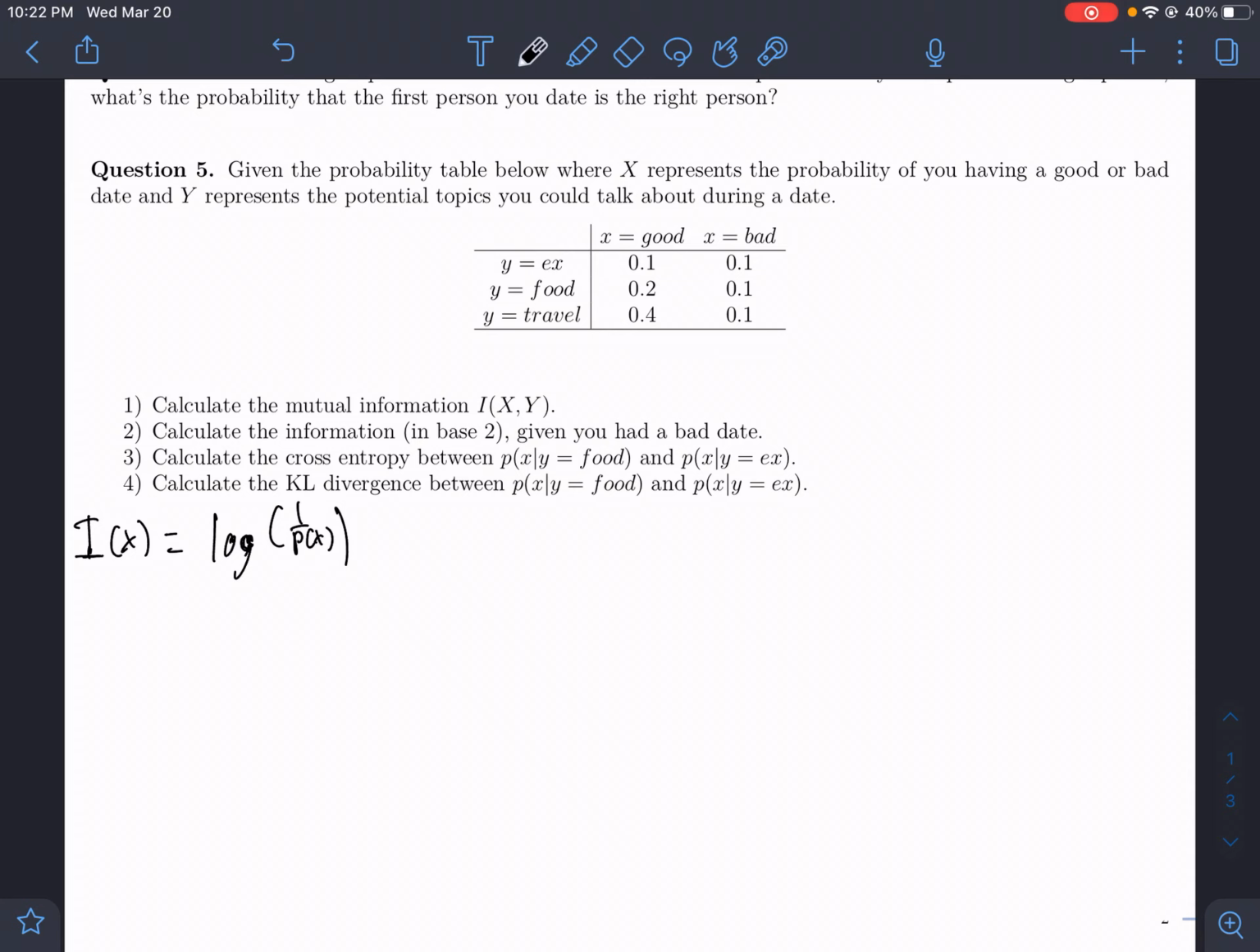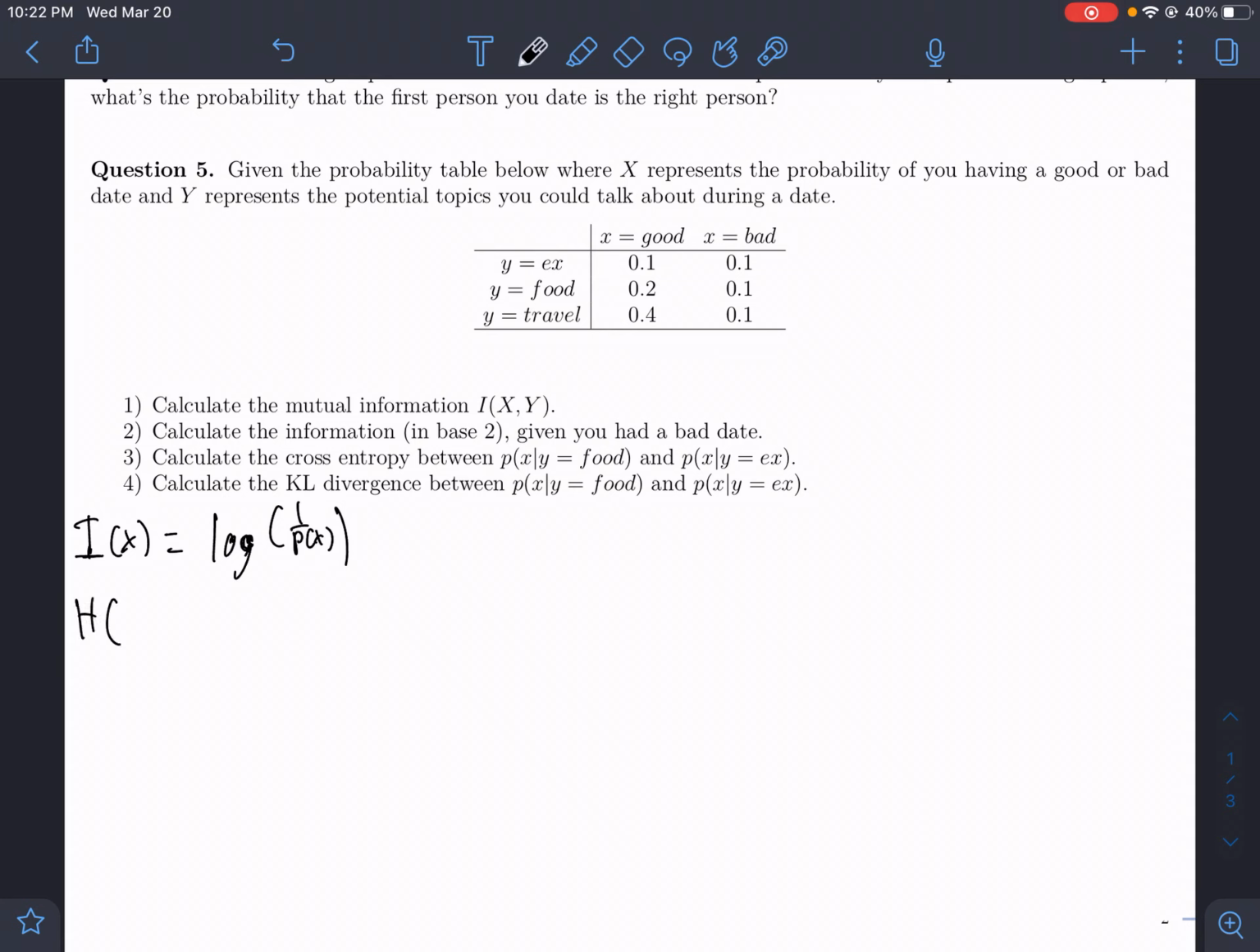As for the reason why the log is there, well, we like to work in log probabilities. That's kind of it. Log likelihood is just great. We should always work with that. All right. So now that we've identified what information is, let's move on to the next concept, entropy.